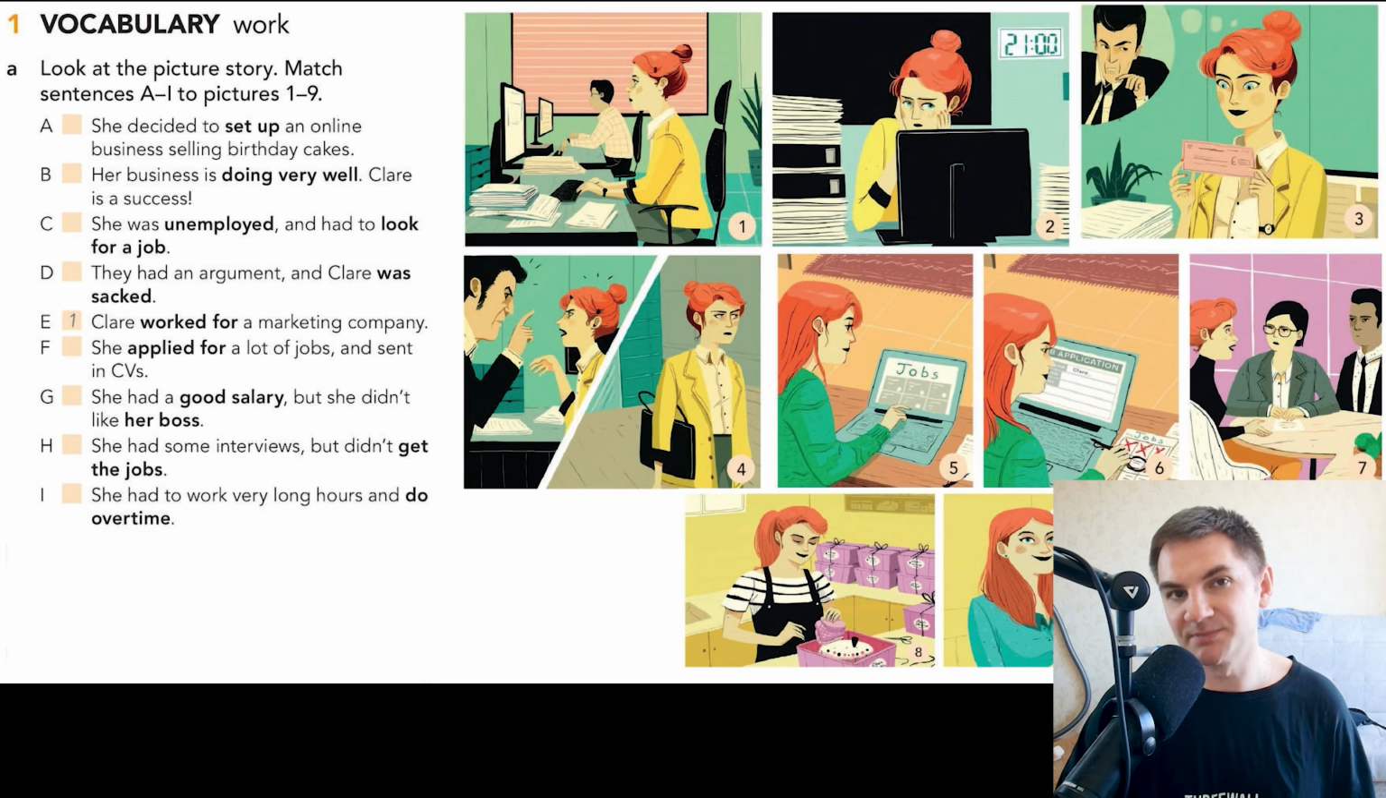Your task is simple. Read each sentence and match it to the correct picture. The first one is done for you as an example. That should help you see how it works. Ready? Pause the video now, match the sentences to the pictures, and then come back to check your answers. Take your time. This is a nice, gentle way to start learning the vocabulary.